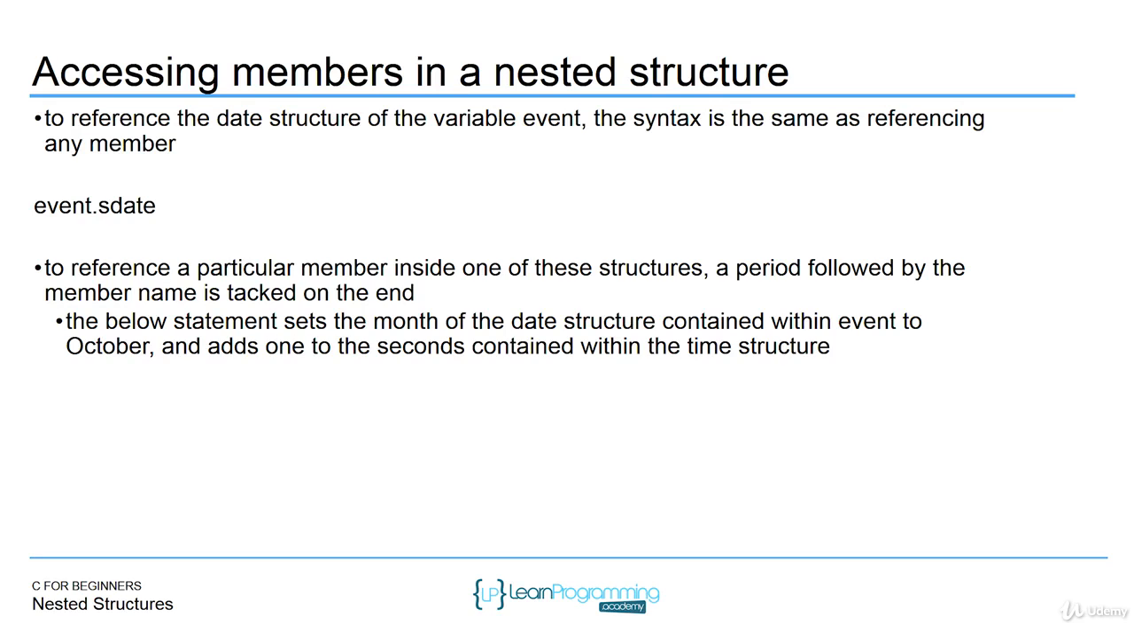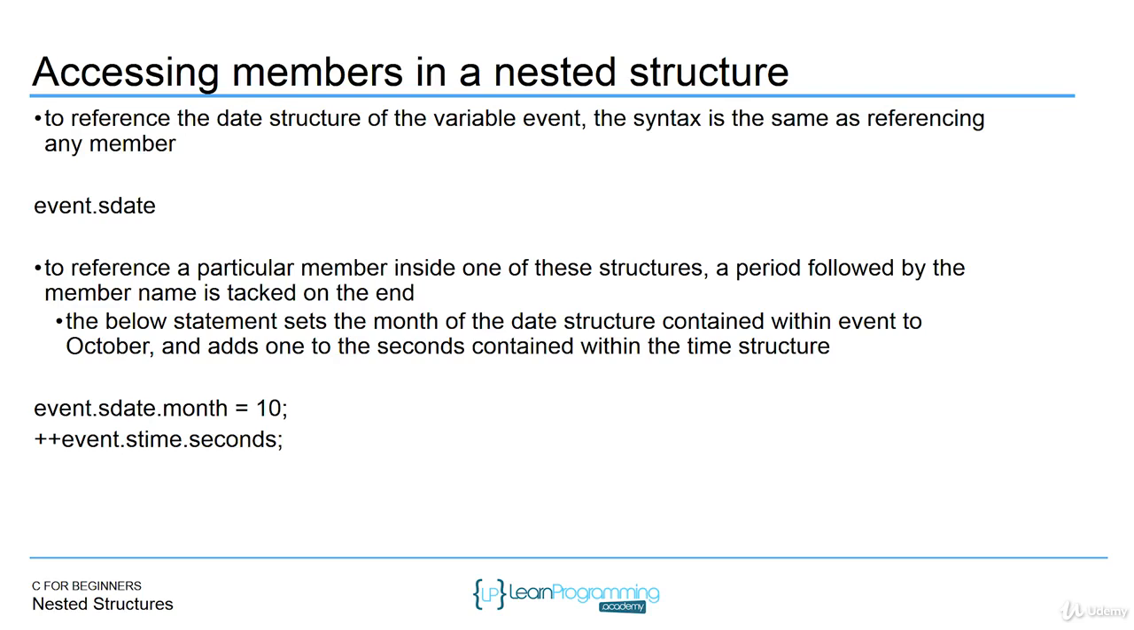So this statement below is going to set the month of the date structure contained within event to October, and it's going to add one to the seconds contained within the time structure. So we say event.sDate and then another dot because we want to access the element of the sDate variable. We want to access month, and we're going to assign month 10. So there's multiple dots there.